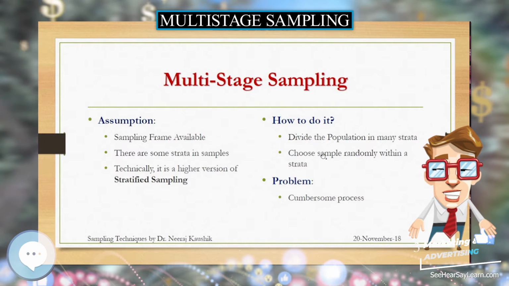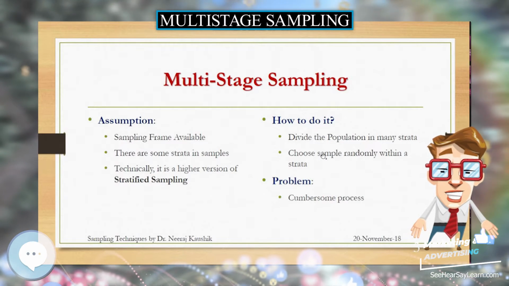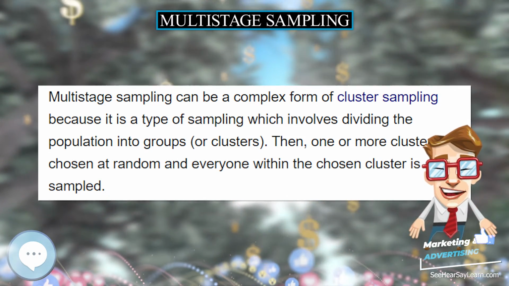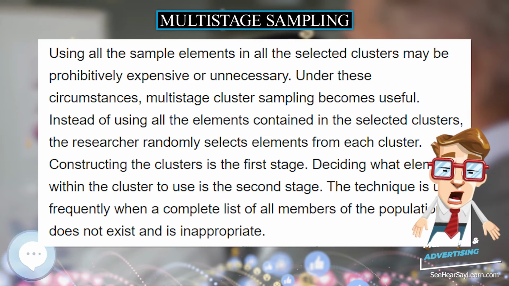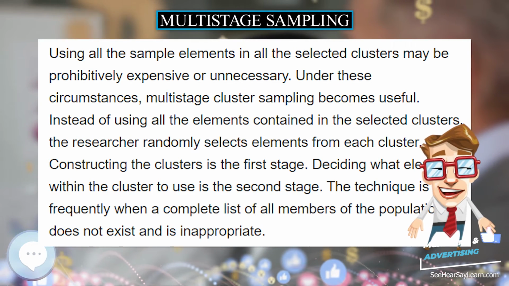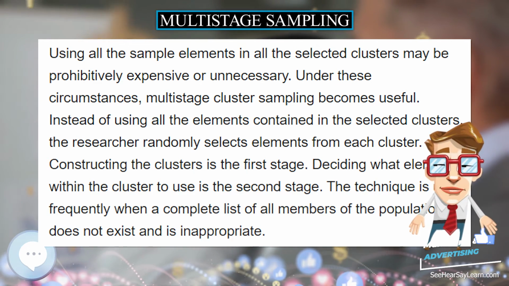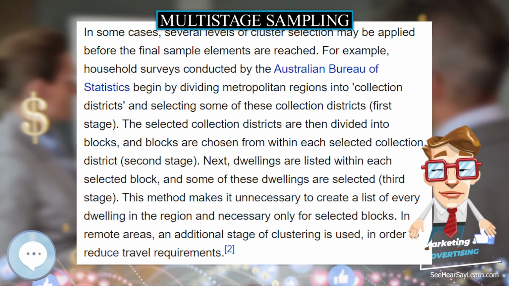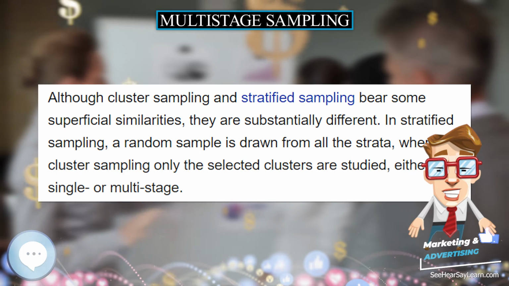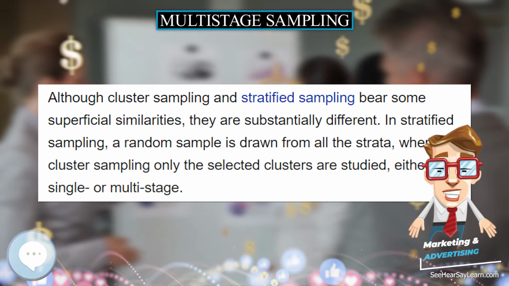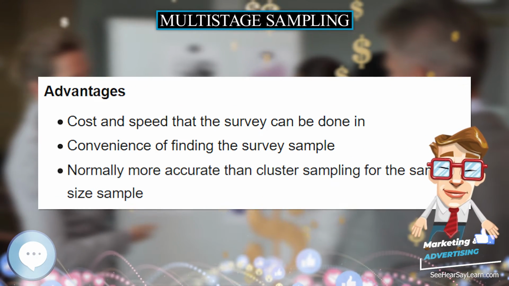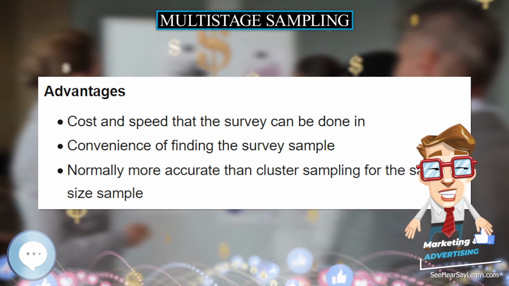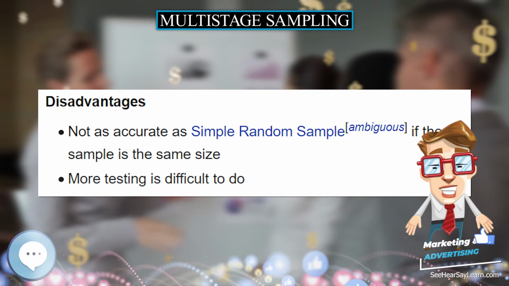The selected collection districts are then divided into blocks, and blocks are chosen from within each selected collection district, second stage. Next, dwellings are listed within each selected block, and some of these dwellings are selected, third stage. This method makes it unnecessary to create a list of every dwelling in the region and necessary only for selected blocks. In remote areas, an additional stage of clustering is used, in order to reduce travel requirements.